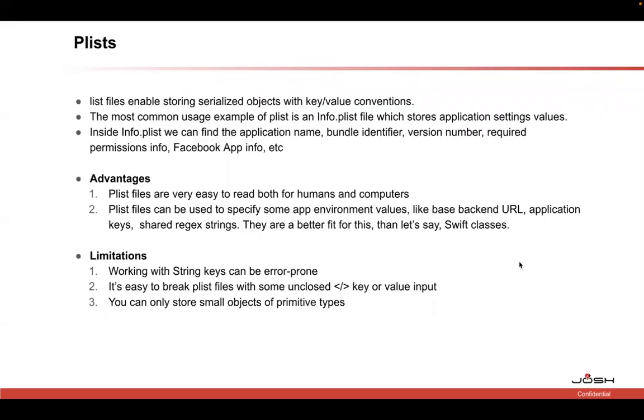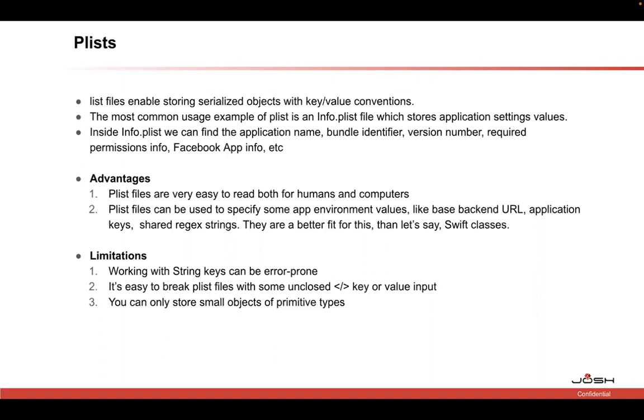Also, the limitation is that you can store only a small amount of data, or small objects of primitive types only. There are no custom types allowed, only primitive types like string, integer or some other value can be stored in a plist file. So this is how local data storage works.